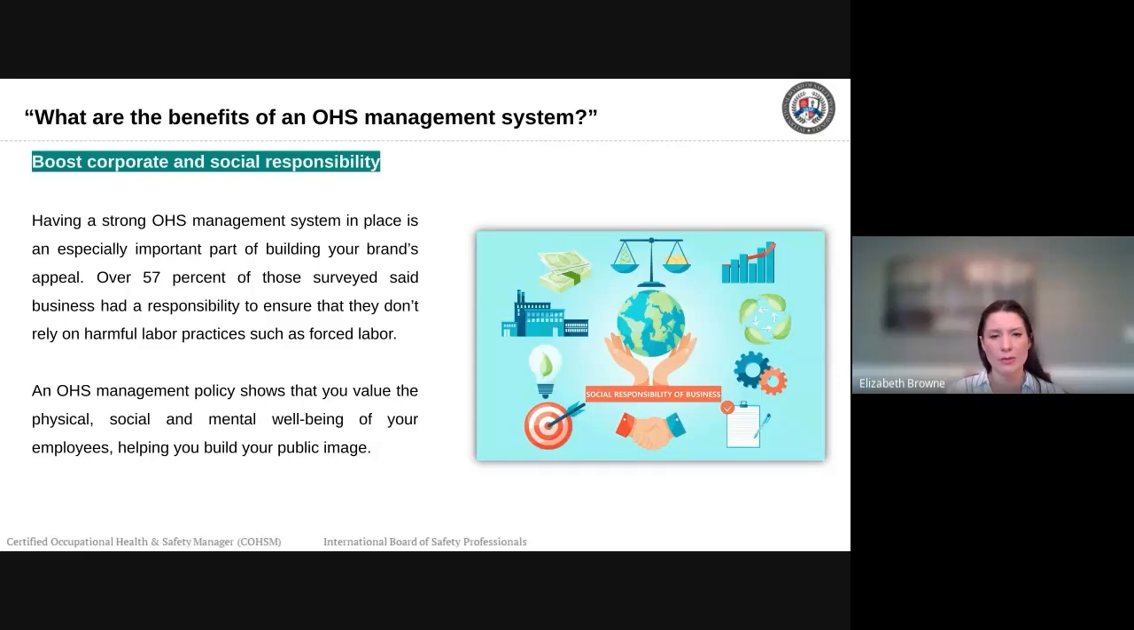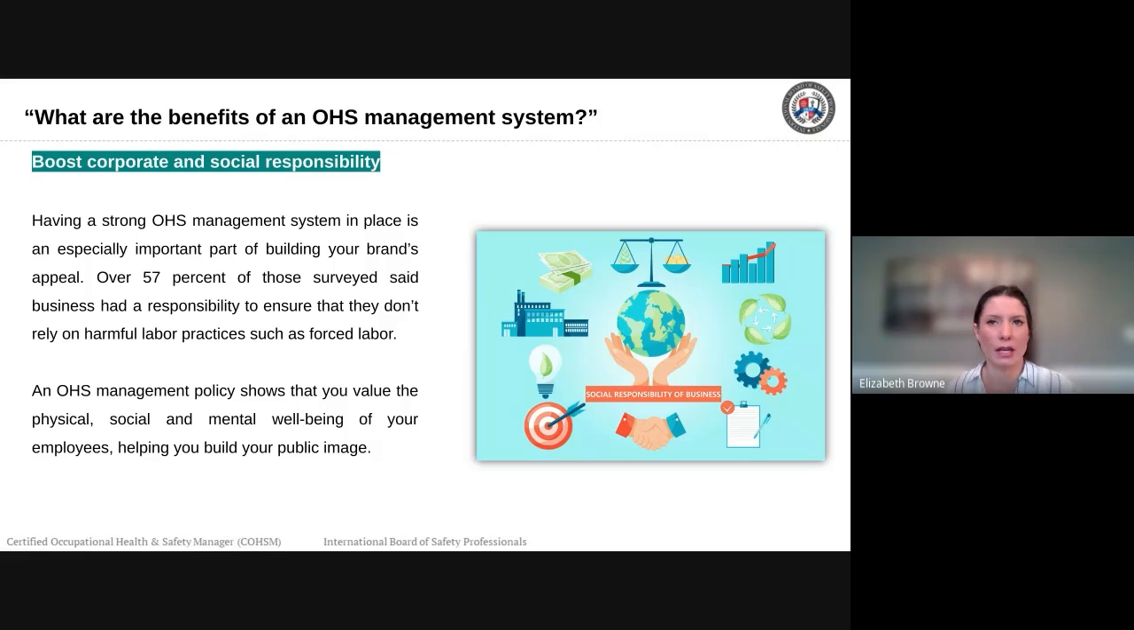Other benefits of an OHS management system include boosting corporate and social responsibility. If we all acted with a high level of morality, caring about others and the people who work for us and with us, then we would not rely on harmful labor practices, and we would ensure the physical, social, and mental well-being of our employees. So having a strong OHS management system in place is especially important to ensure we're upholding these ideals, and also building your company's brand appeal.